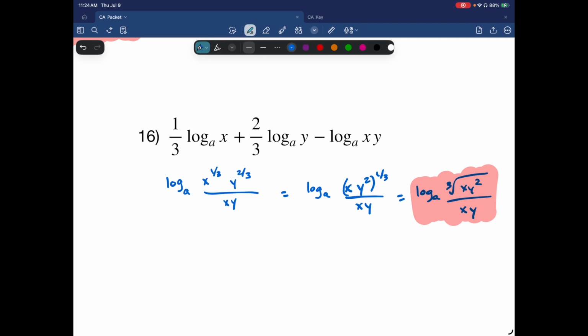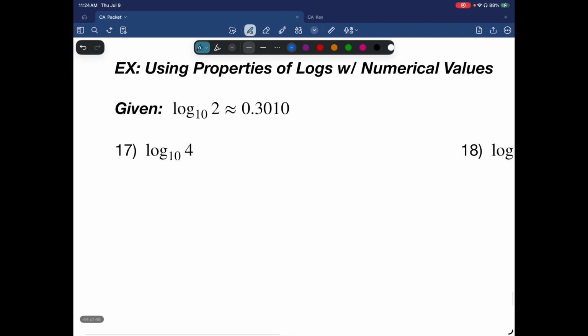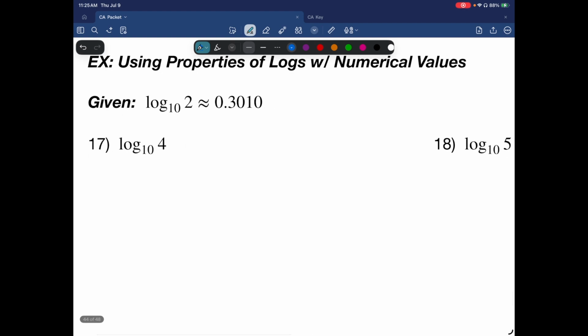All right, the last thing we're going to talk about in this section is they tell us that log base 10 of 2 is this decimal. So can we rewrite this in a useful way using our properties to expand or condense, and get log base 2 to show up? Well, that's easy because 4 is 2 squared.